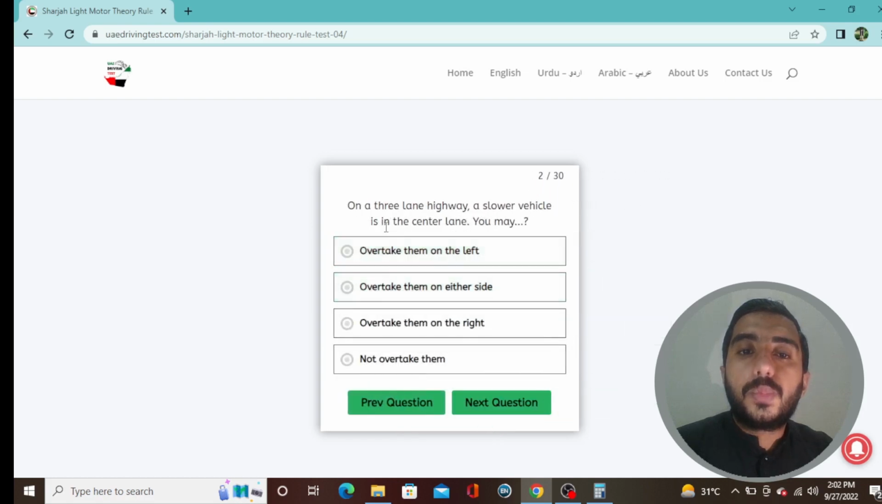Next question. Over a 3-lane highway, a slower vehicle is in the center lane. You may overtake on the left. Option A is the correct one.